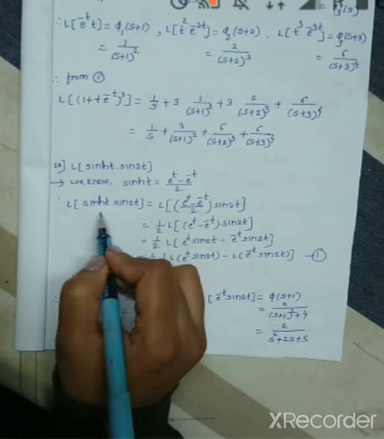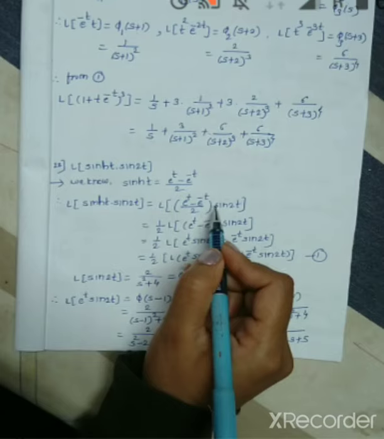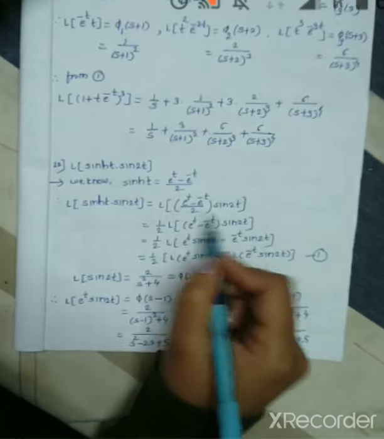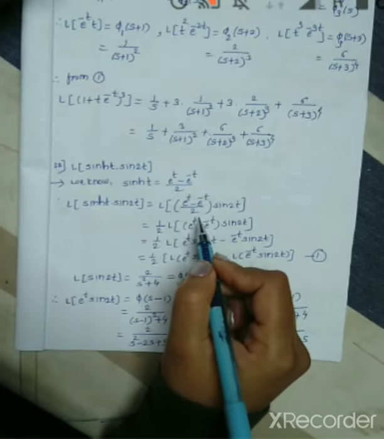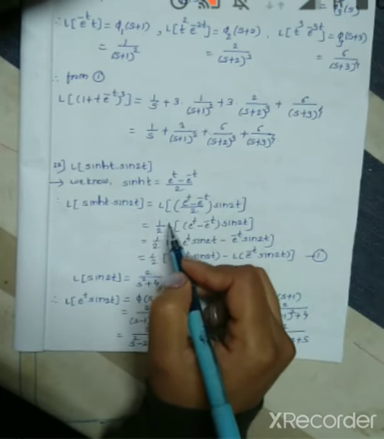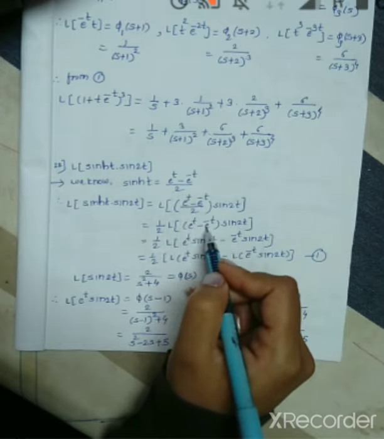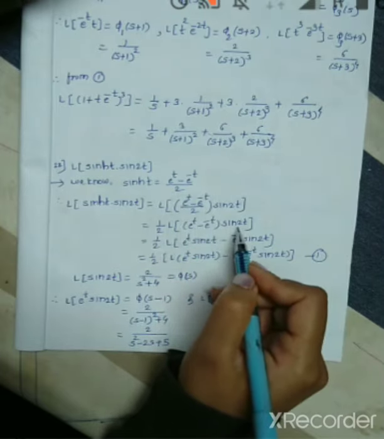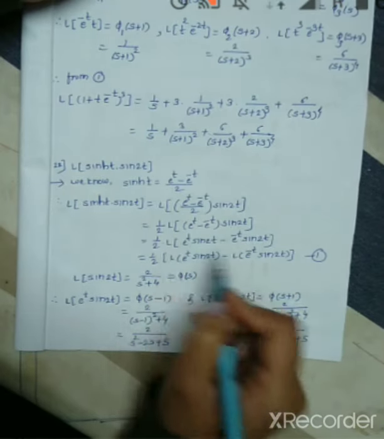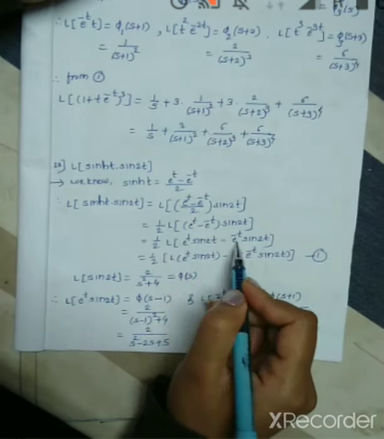Our example is Laplace of sine hyperbolic t into sine 2t, which is equal to Laplace of this sine hyperbolic t value into sine 2t, the normal trigonometry. Now we have to solve this. First take the constant outside, that is 1 by 2. Laplace of the bracket e raised to t minus e raised to minus t, into sine 2t as it is. Now take sine 2t inside the bracket: half Laplace of e raised to t into sine 2t minus e raised to minus t into sine 2t.